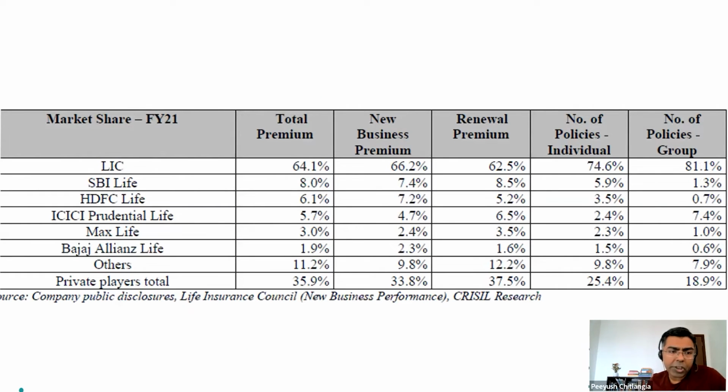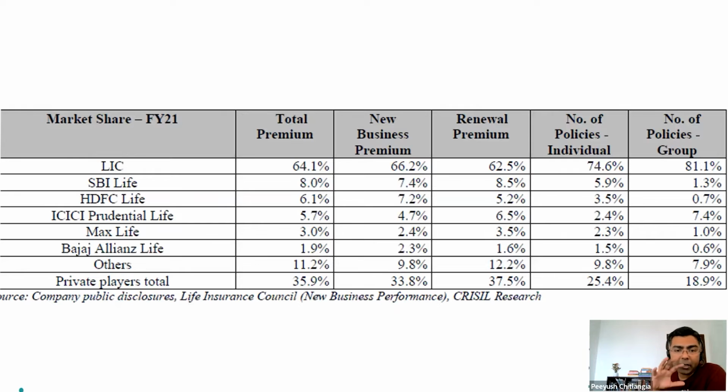So this is the market share in terms of the total premium collected. We said 64% here, new business 66%. But remember that this is contingent on a large part of this coming from group. So it is not as profitable as what the other companies might be collecting it at. And the second thing that we need to understand is a large part of this is actually single premium.